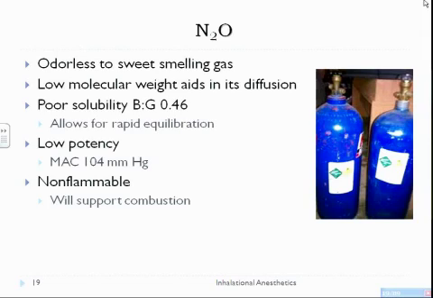Because you know what? When you get to clinical, I'm going to hammer you on this. I'm going to ask you every day, what's the blood gas partition coefficient for this agent? What's the MAC for this agent? What's the vapor pressure for this agent? What is the tissue blood partition for this drug? And why is that important? I will ask those questions to you all the time.